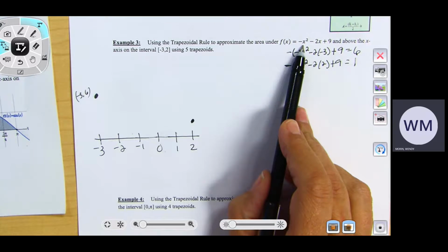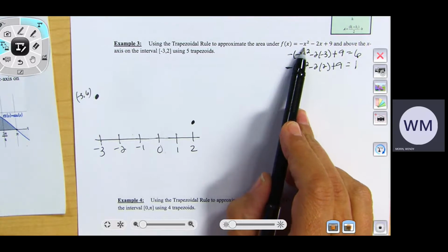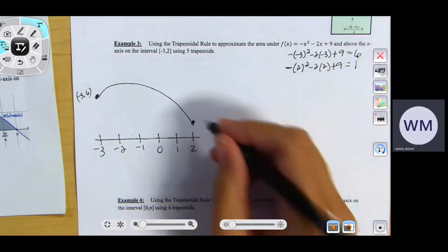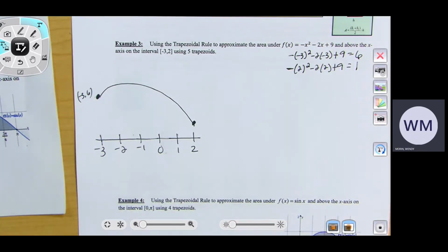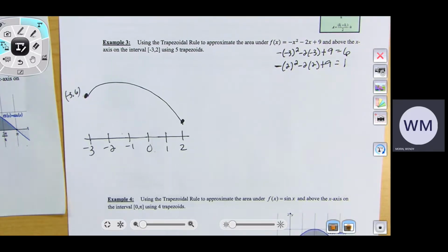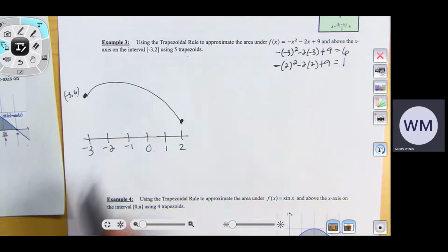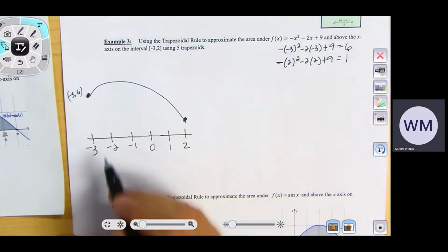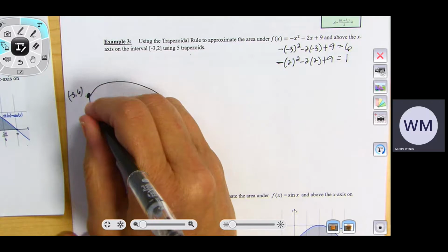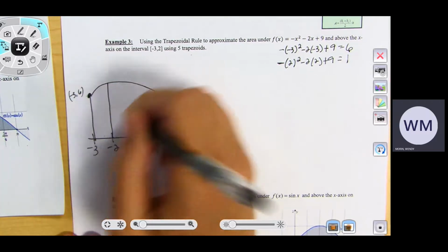Okay, I have some quadratic that opens down. Again, I don't know where. It really doesn't matter where. There's some curve. Now, we're going to use the trapezoidal rule, which means make trapezoids. 5 trapezoids. So hopefully 1, 2, 3, 4, 5, we have 5 equal increments here, which we do.